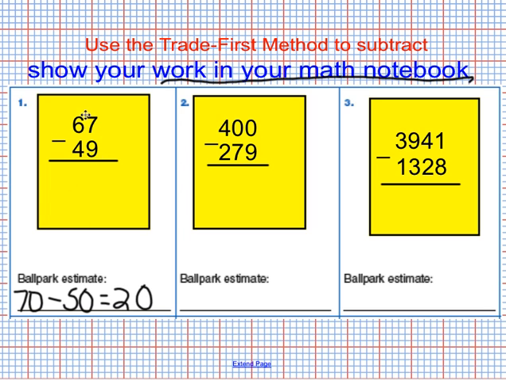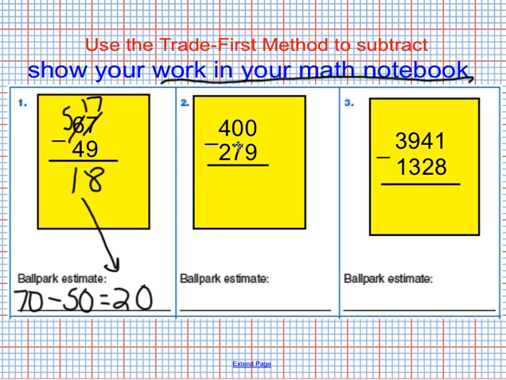7 is not bigger than 9, so I need to trade. So I'm going to borrow 10, bring 10 over. I had 7 already, so now I have 17. 17 is bigger than 9, 5 is bigger than 4, so we're good to subtract. So the answer is 18. So our ballpark estimate works out quite nicely.